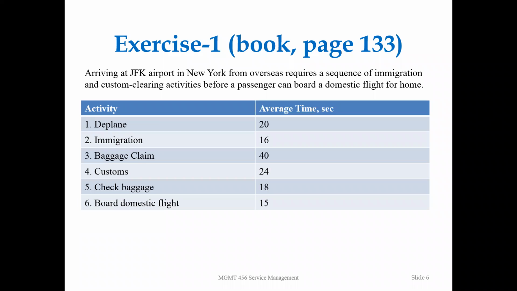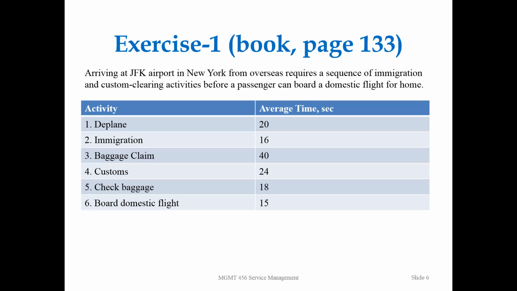Now let's look at a sample question. This question is from the textbook on page 133. This is a process. It's a customer passenger arrival process at JFK Airport. The arrival process includes 6 different activities, from deplane all the way to boarding the domestic flight. And we also know the cycle time for each activity in terms of seconds.